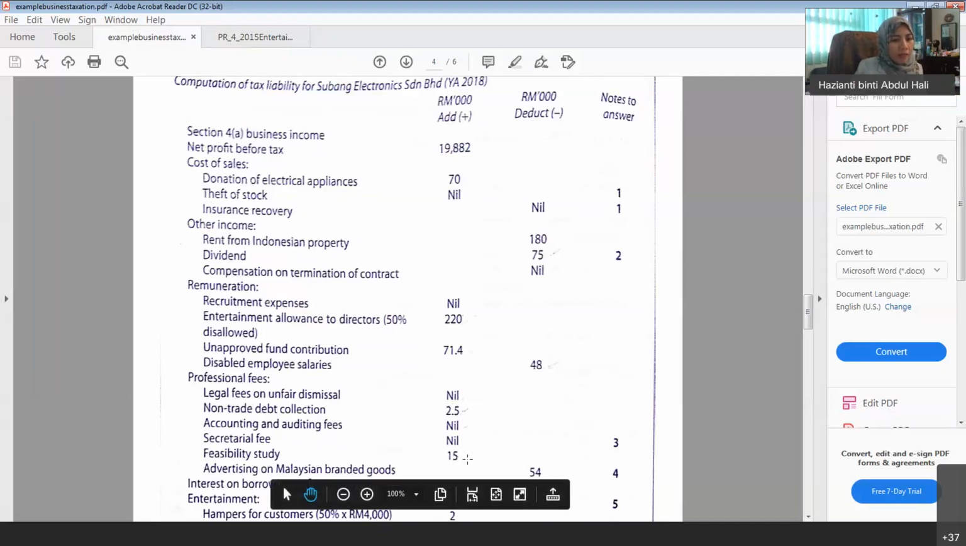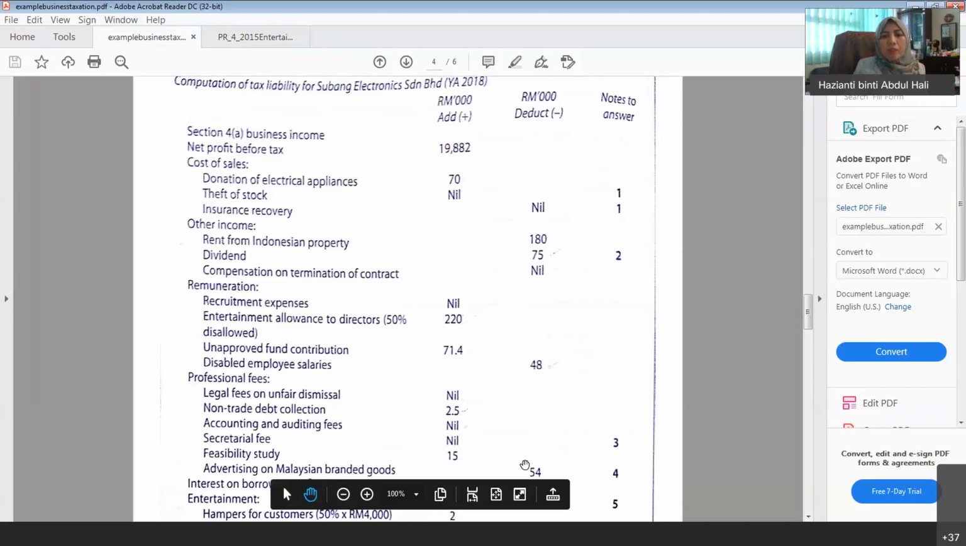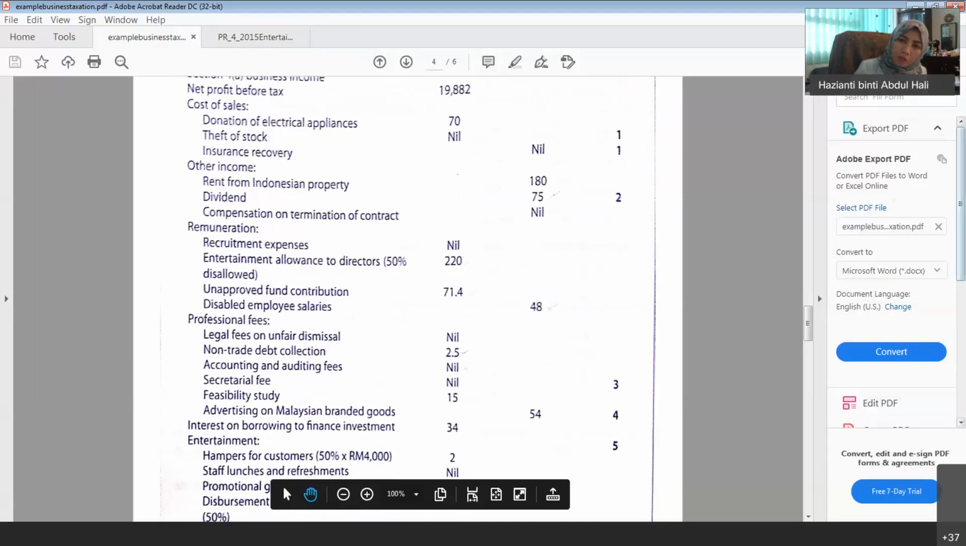And also advertising on Malaysian branded goods. Okay, advertising tadi, mana advertising? Dalam soalan advertising ada 54,000. Alright, so 54,000, remember tadi dia adalah Malaysian product yang dia nak promote. So dia dapat double deduction, kita tolak balik 54 dekat sini. Tolak another 54. And you also have the notes column kat sebelah sini. So in case you wonder apa benda-benda ni, you can go to the notes untuk baca.